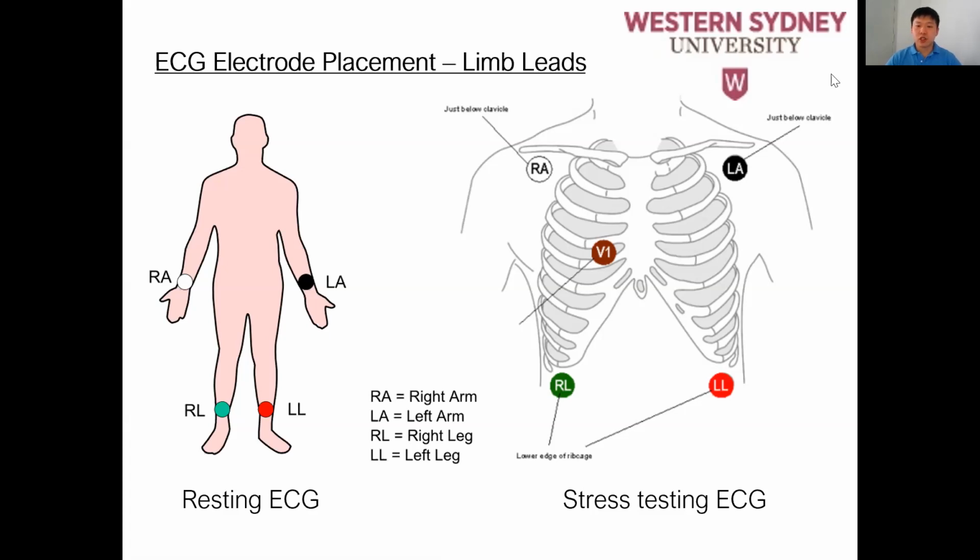If, however, you are performing a stress test, then these limb leads would then have to be closer to the torso in order to minimize any noise or artifact. And to do that, you would place the right arm electrode just below the right clavicle, and then you would put the left arm electrode just below the left clavicle, and the right leg electrode right below the lower edge of the right rib cage, and the left leg just to the lower edge of the left rib cage.